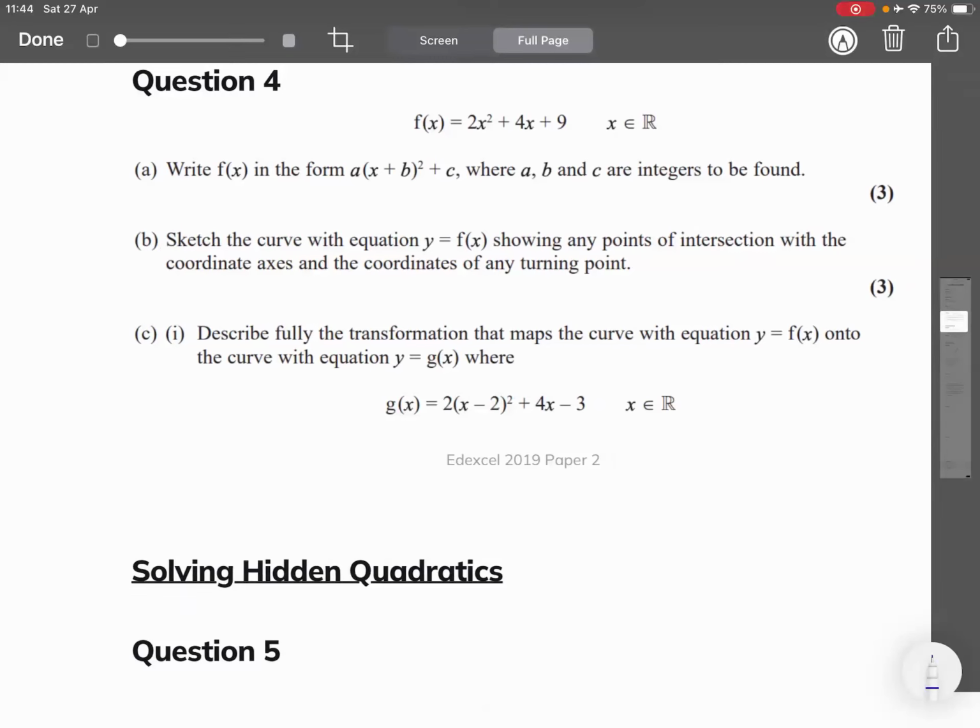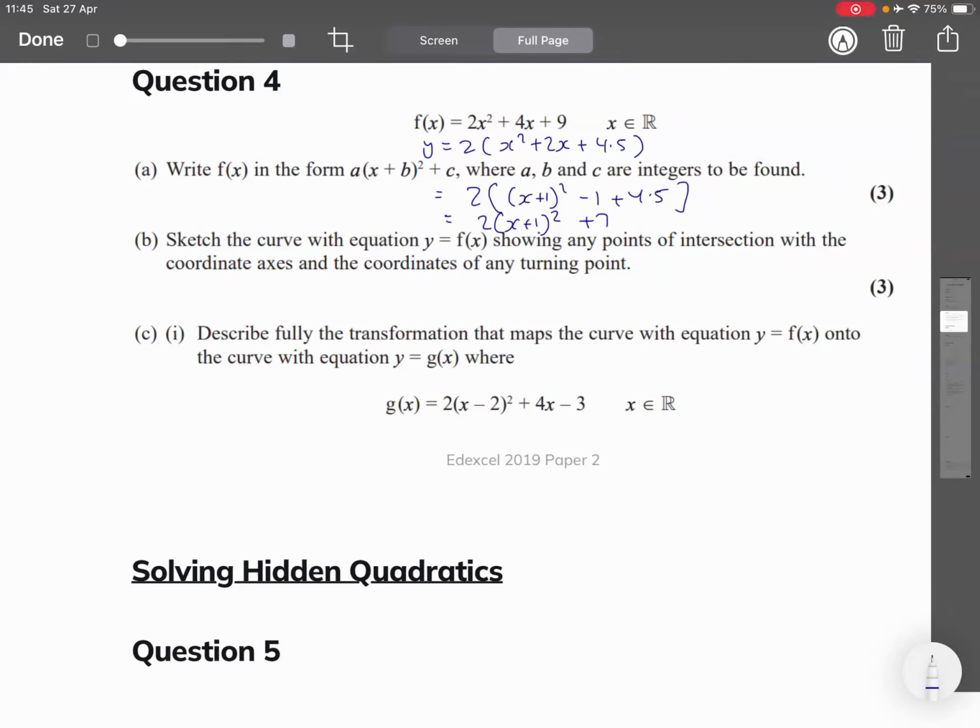Question 4 is testing if we can complete the square for the harder questions. So my first trick is to write it as y equals 2 times (x squared plus 2x plus 4.5). So if we just complete the square for the inside part, we get (x plus 1) squared minus 1 plus 4.5. And at the end, just write your 2. And then again, tidy up. And we get 2(x plus 1) squared minus 2 plus 9, which is plus 7.